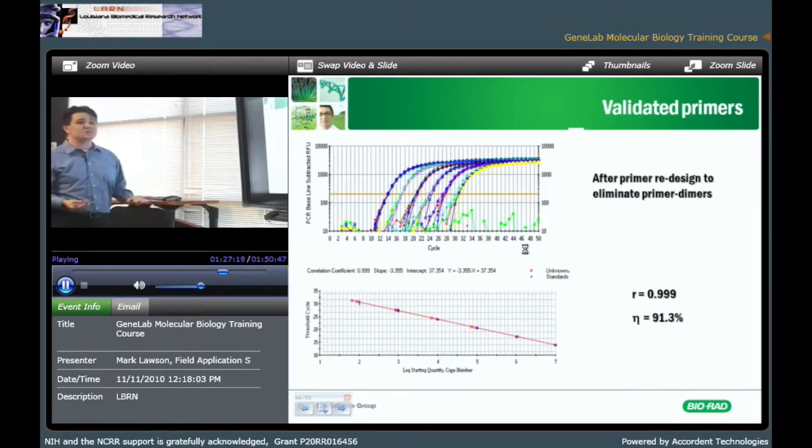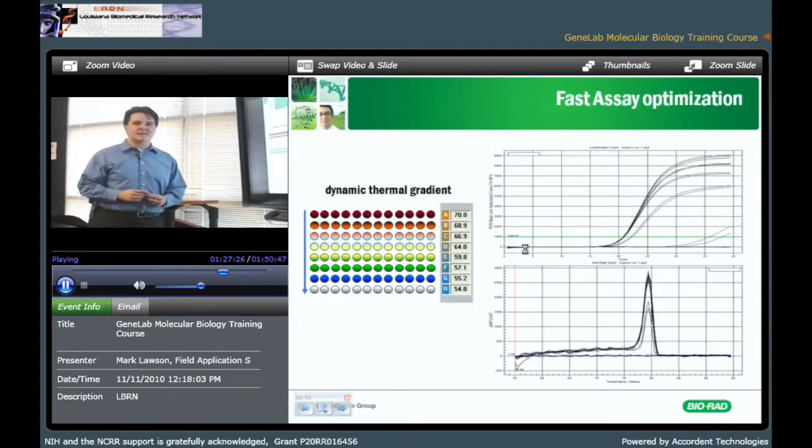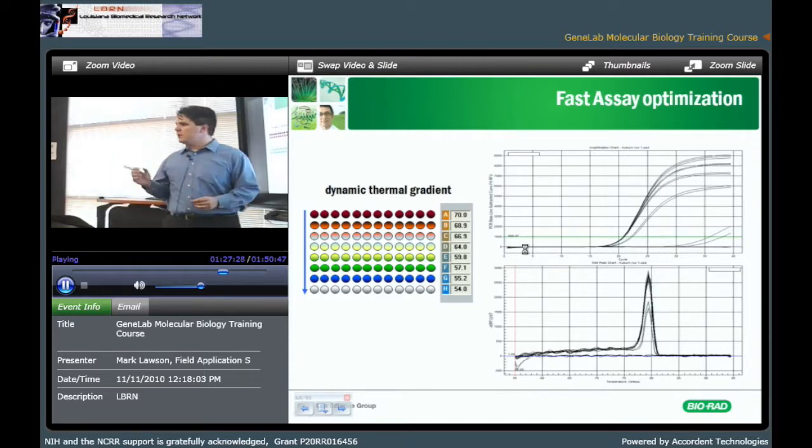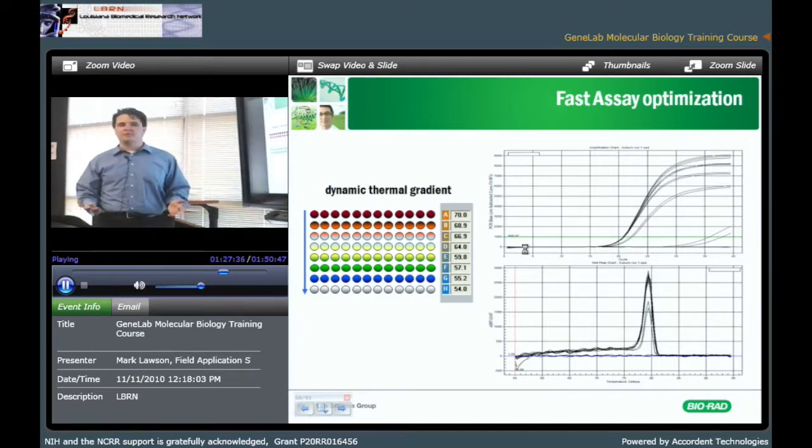And here's how the assay looks once it's optimized. We get a 91% efficiency and a 0.99 R squared. So how do you optimize an assay? Does anyone know what primers cost? Someone in this room I bet does. $5. Okay, $5 per primer, $10 for a primer pair.